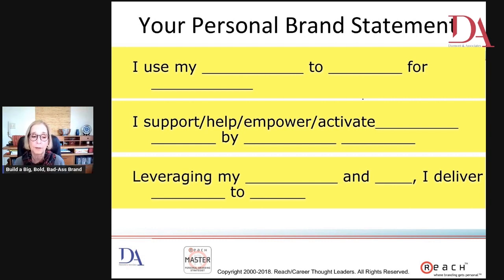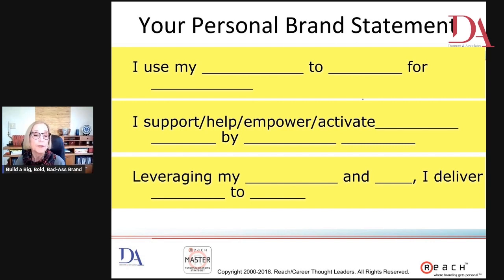Your personal brand statement is a 1-sentence statement. It talks about your superpowers or your strengths, who you help, and how you help them, what the results are. So in these, I've included 3 different versions. One is I use my blank to blank for blank. That sounds faintly dirty. But I could say I use my knowledge of LinkedIn and personal branding to build LinkedIn lead generation systems for coaches, consultants, and trainers.